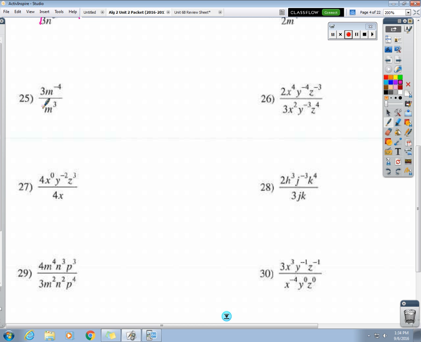25, we have 3 divided by 1 basically, so still just 3. And then what happens when you do m to the negative 4 divided by m cubed? M to the negative, remember you subtract, so negative 4 minus 3 is negative 7, but then you need to put that m on the bottom so that 7 will be positive.